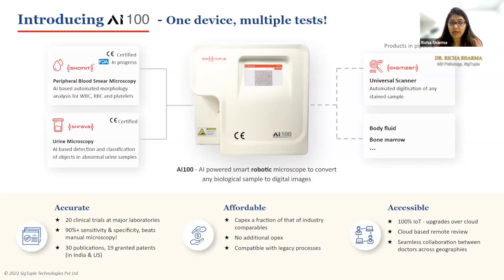And if you're using it for urine microscopy, you're going to get AI-based detection and classification of abnormal urine samples. So what AI100 is offering you is multiple tests on a single device. In the later part of the year, we are also coming up with a universal scanner, which will digitize almost any stain sample in laboratories. So AI100 offers accuracy, it is affordable, and it makes reports accessible because everything that is scanned is stored on cloud-based platforms in this device. So you don't have to have additional costs of bringing in an infrastructure which enables the operation of this device.